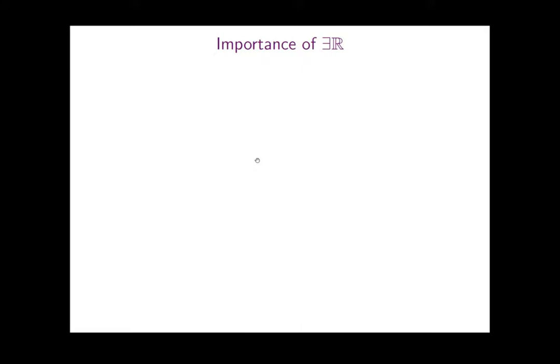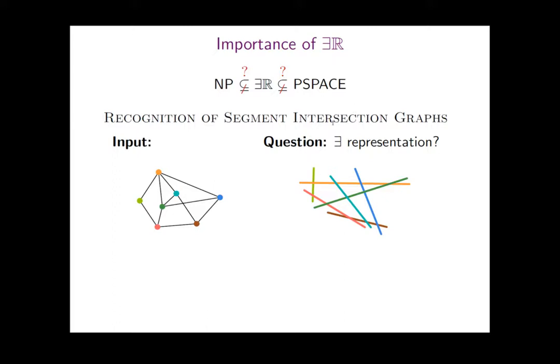So why is this class existential R important? First, as I just showed you, it's known to contain NP, and this is kind of trivial, but it's very non-trivial to know that it's contained in PSPACE. Not everyone knows this, but you should know. It's a very long algorithm which developed over decades of research, and it has specific importance to geometry. So let's look at a geometric problem to see this.